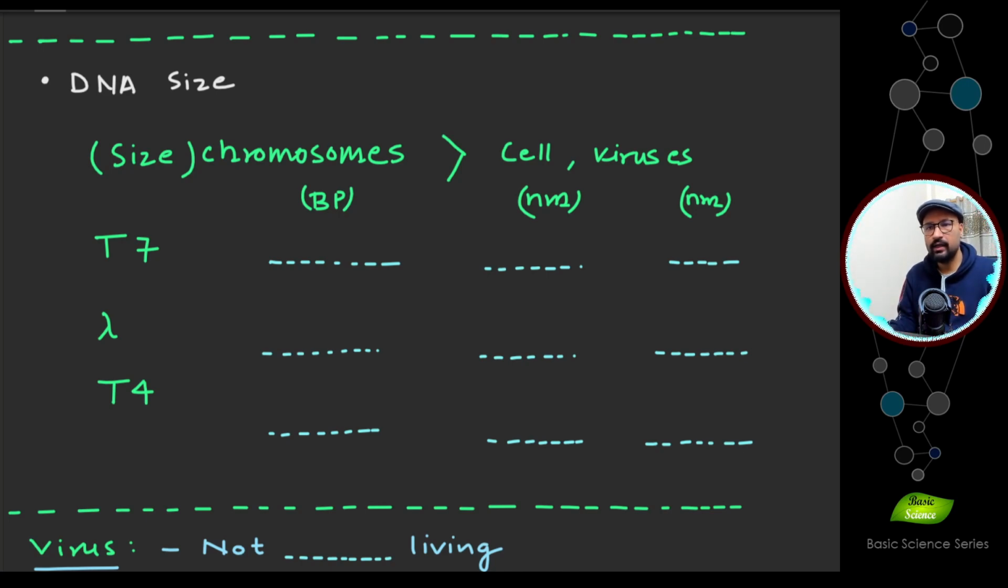Here we'll directly talk about some of the important things, like the size of the DNA molecule. If you recall, when we talk about cellular size, the size of the organism, it's very tiny. That is why we call them microorganisms, because they are in the range of micrometers, right?